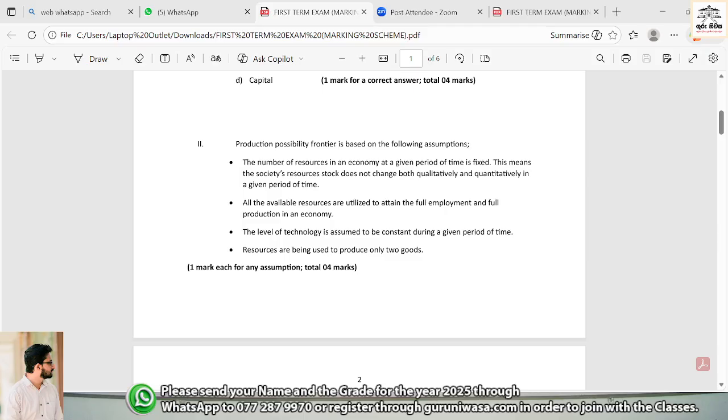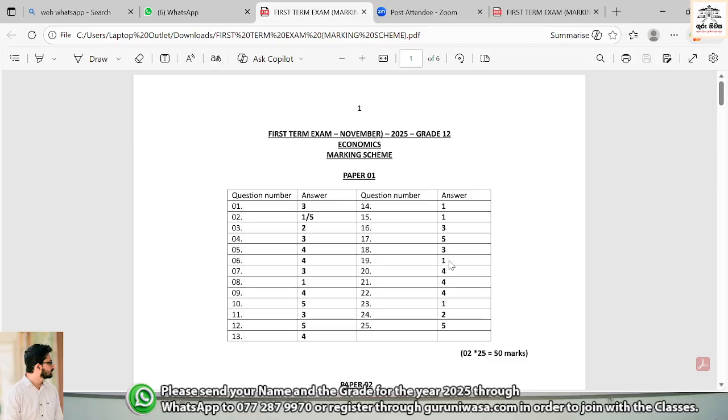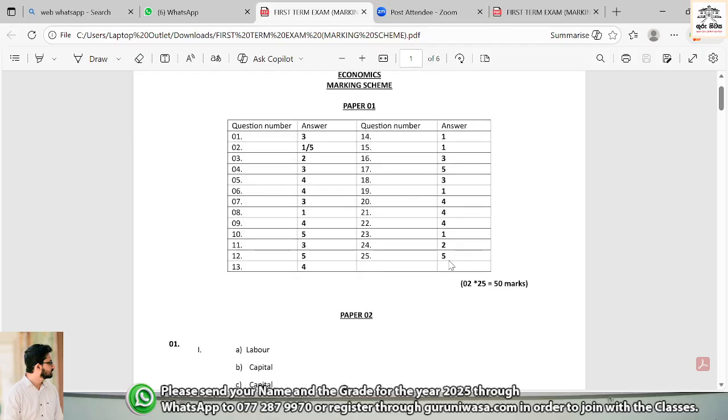This is the marking scheme. Can you see the marking scheme? The marking scheme I'm sharing. Yes, sir. Okay. Kanuli, in your paper, some MCQs are wrong.